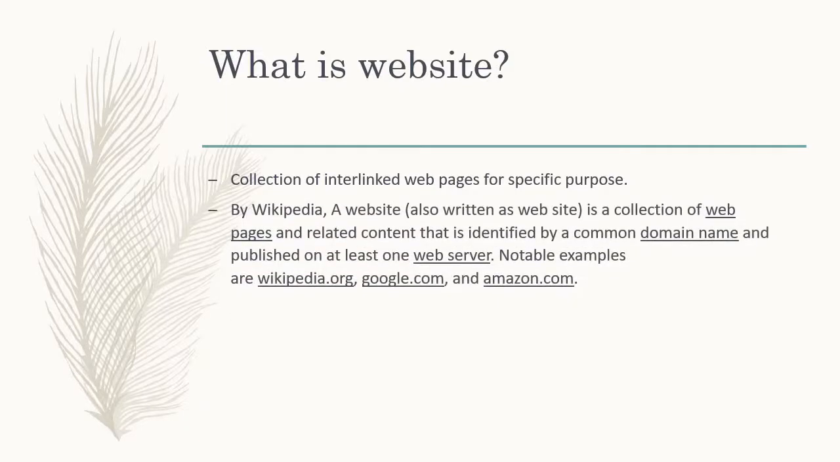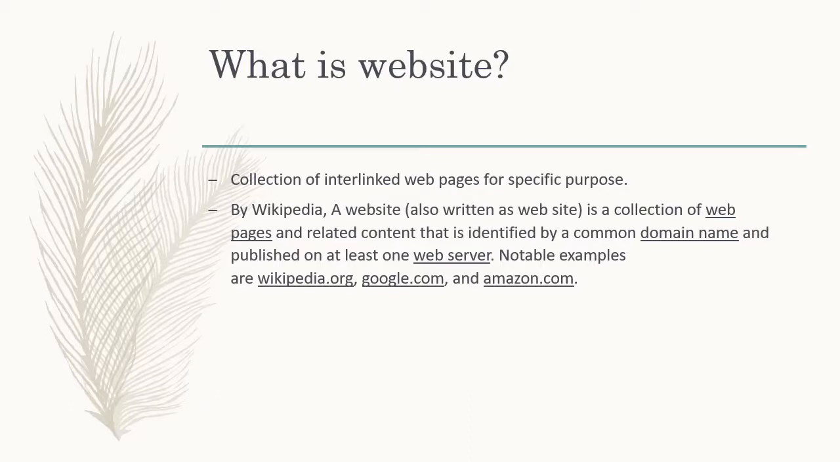According to Wikipedia, a website is a collection of web pages and related content that is identified by a common domain name and published on at least one web server. It's a collection of web pages. Web pages may contain text, pictures, videos, diagrams. As per the need of the website, we need to put the content.